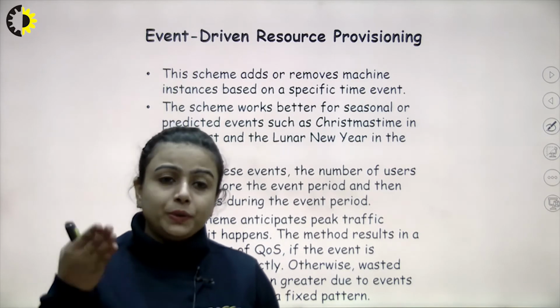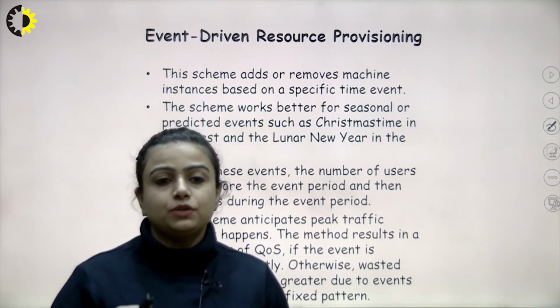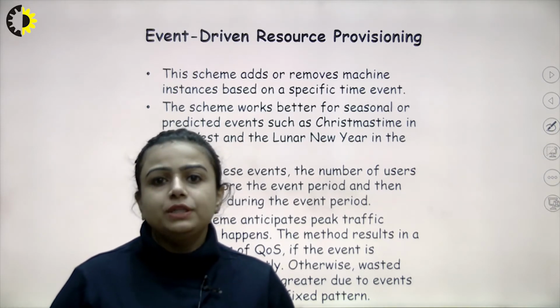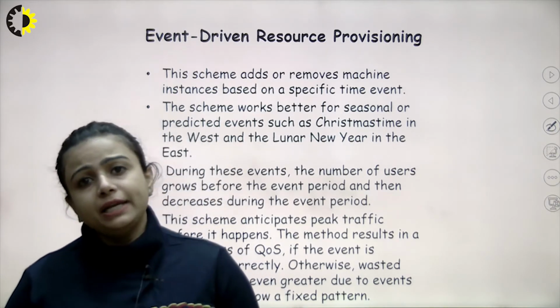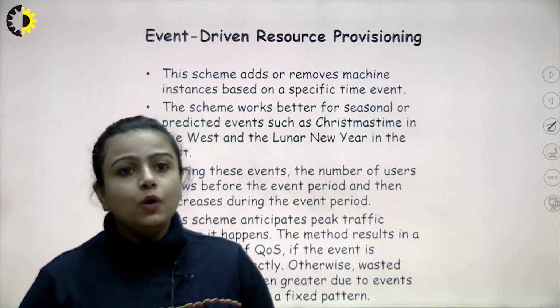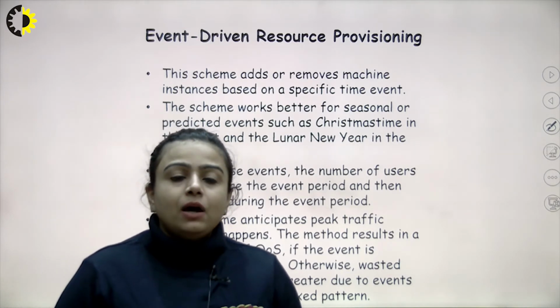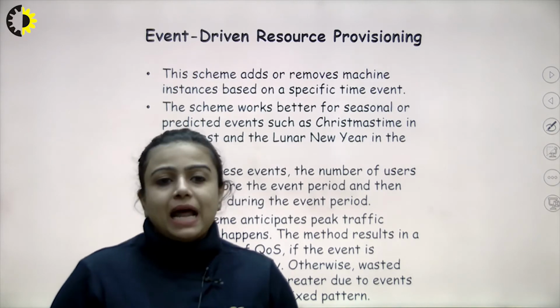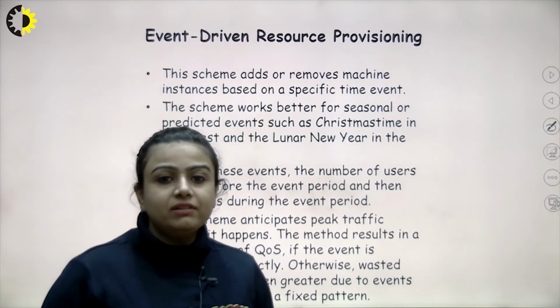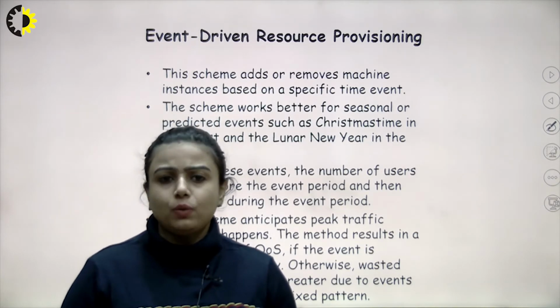And also during these events, the number of users will grow before the event period, and they might also decrease during the event period. So it depends upon the kind of services that we are providing, the kind of management that we are keeping up while we are working with the clients. Also, the scheme will anticipate the peak traffic before it happens, and this method results in minimal loss of quality of services.